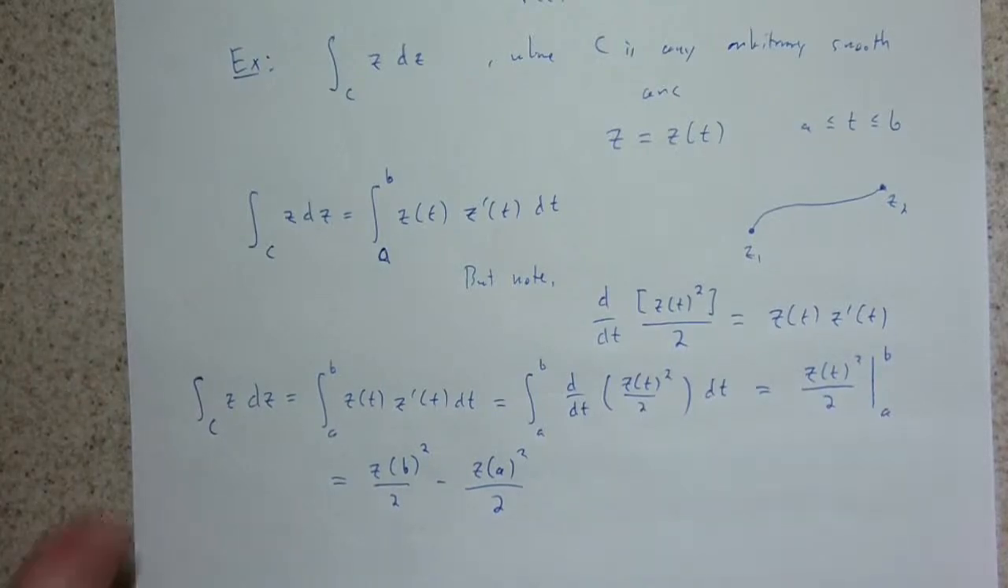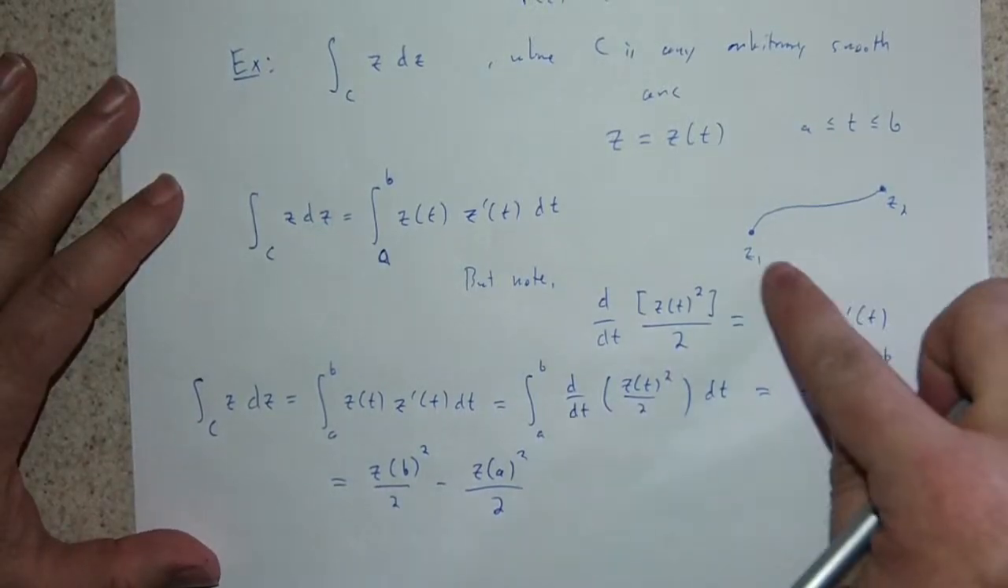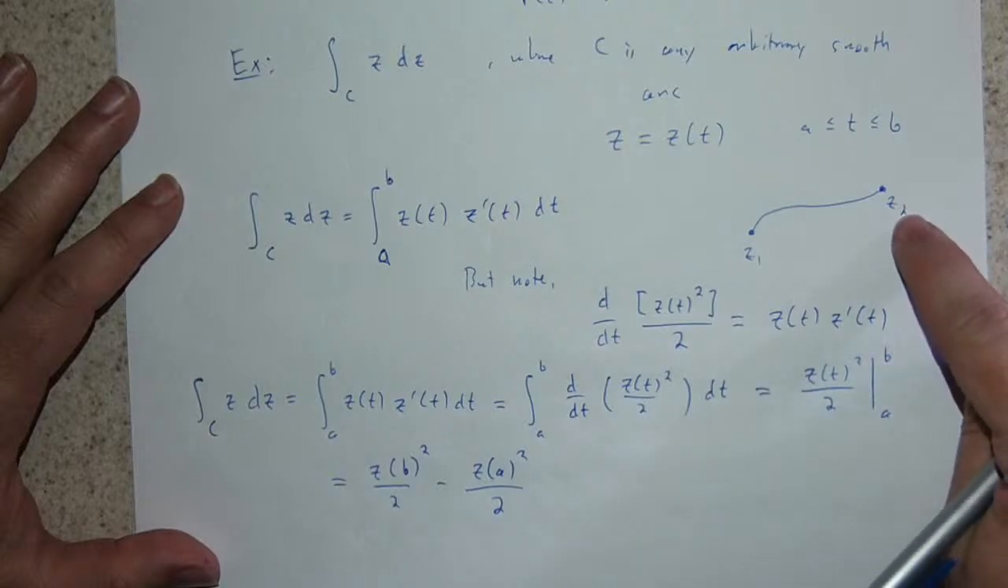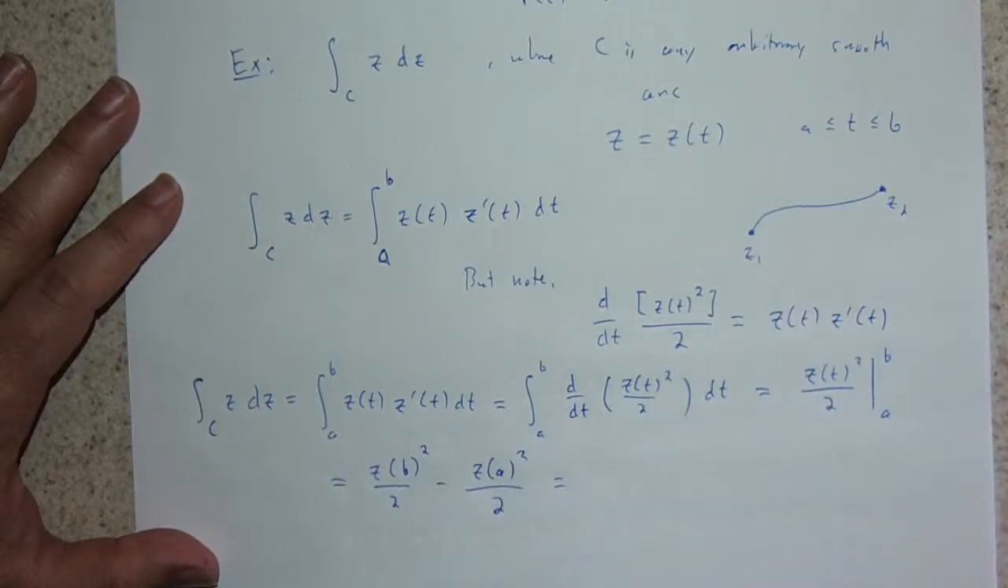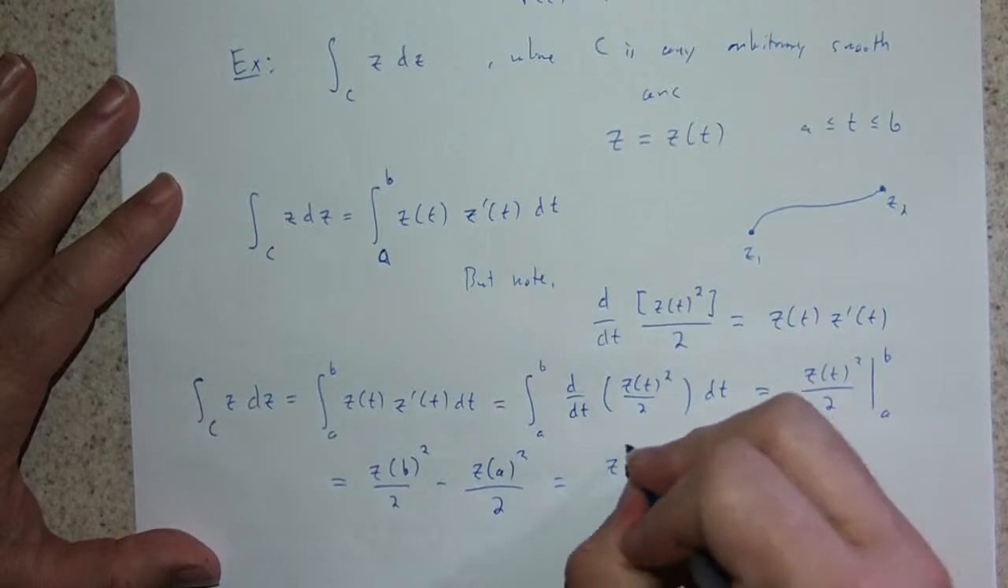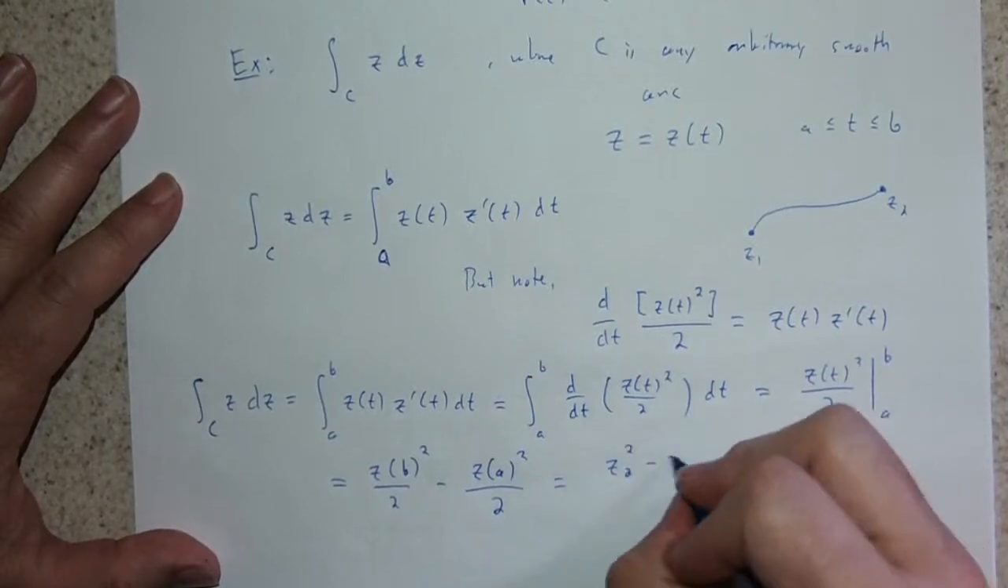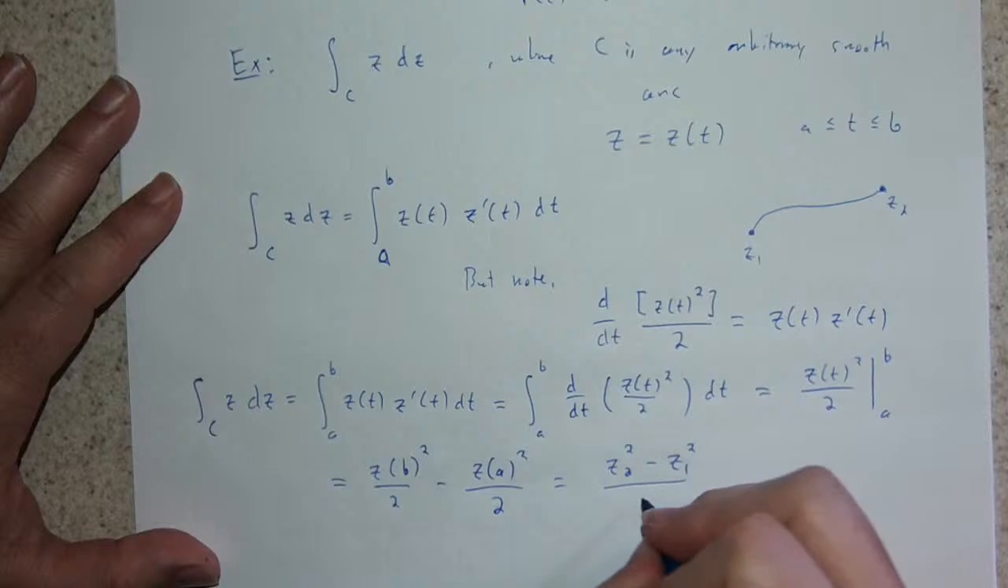Okay. But of course z of b is just the second endpoint, z sub 2, and z of a is just the first endpoint, z sub 1. So rewriting this in a quicker way, this is z sub 2 squared minus z sub 1 squared over 2.